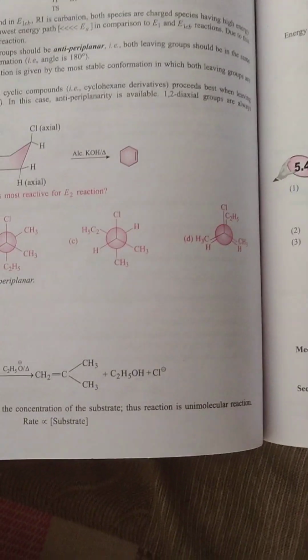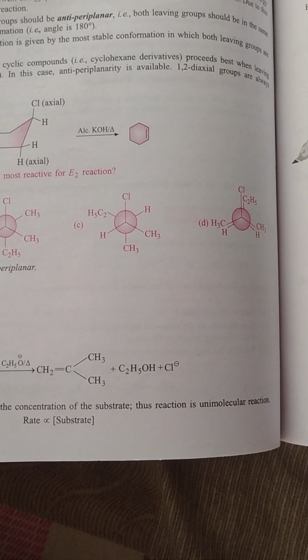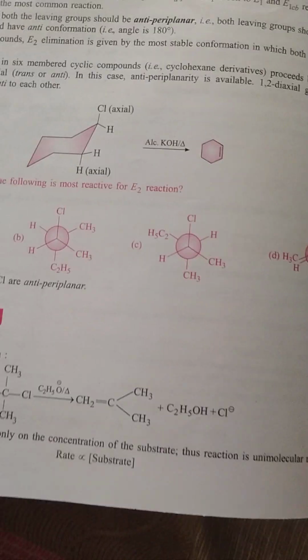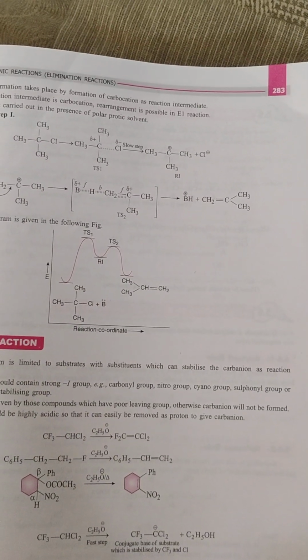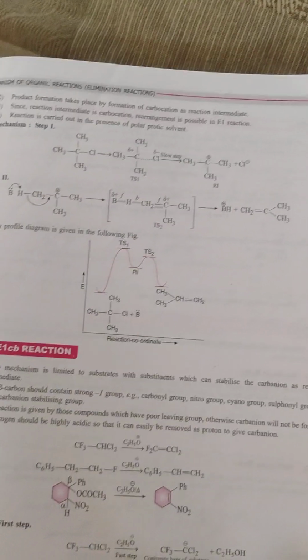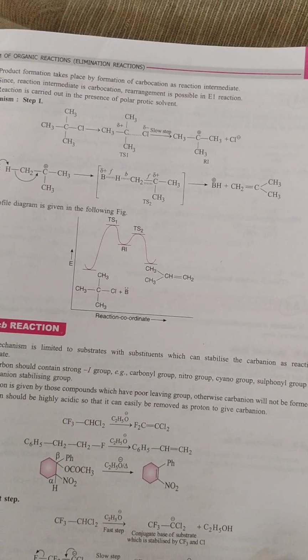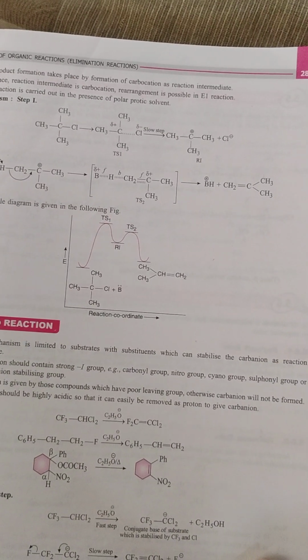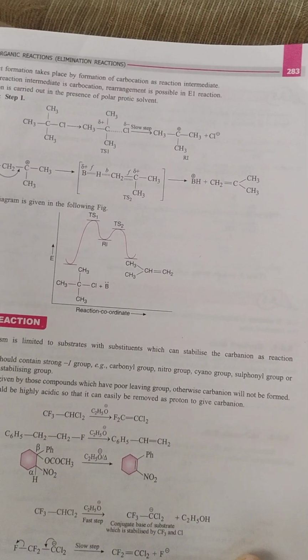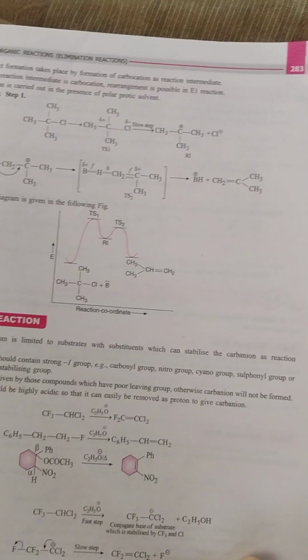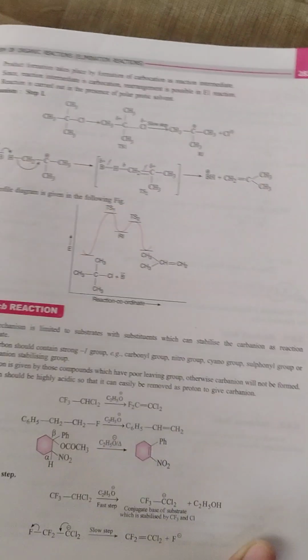E1 reaction. Consider the following reaction. Reaction velocity depends on the concentration of substrate. This reaction is a unimolecular reaction. Rate is directly proportional to the concentration of substrate. Product formation takes place by formation of a carbocation as a reaction intermediate. Since the reaction intermediate is a carbocation, rearrangement is possible in the E1 reaction. The reaction is carried out in the presence of a polar protic solvent. The mechanism of the reaction is in two steps: step 1 is the following, step 2 is this. The energy profile diagram is given below.